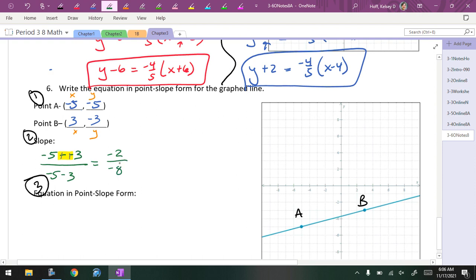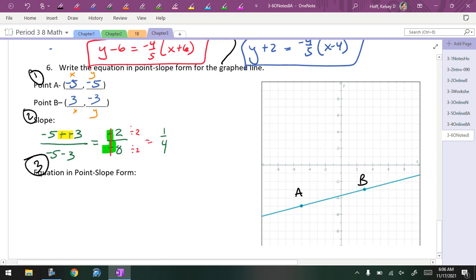Here's a common mistake that was on your guys' quiz. A negative divided by a negative is a positive. They both cancel, but I can reduce this by dividing a 2 out, so I end up with 1/4. So it does not matter which point you use. You could write either of the following.